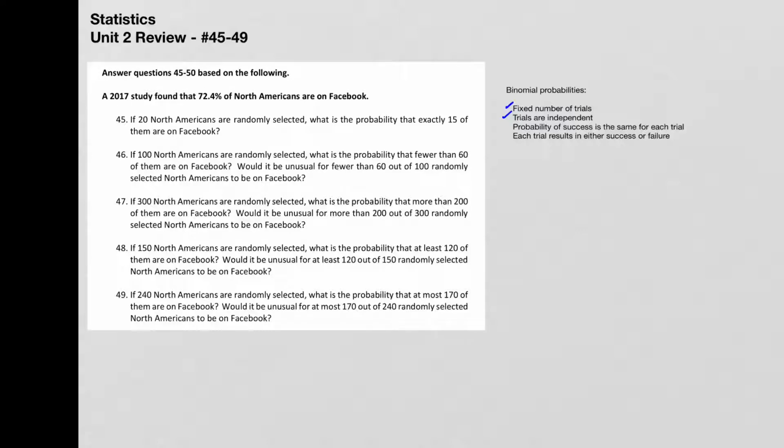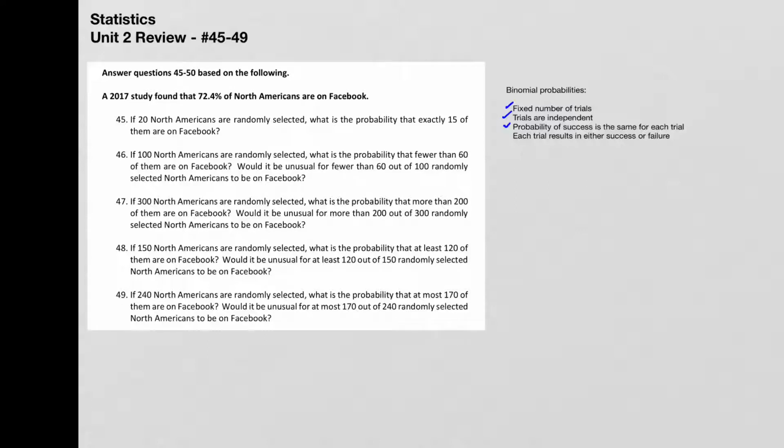Okay, the probability of success is the same for each trial. That's given in the instructions here, where it says a 2017 study found that 72.4% of North Americans are on Facebook, so that probability remains the same.